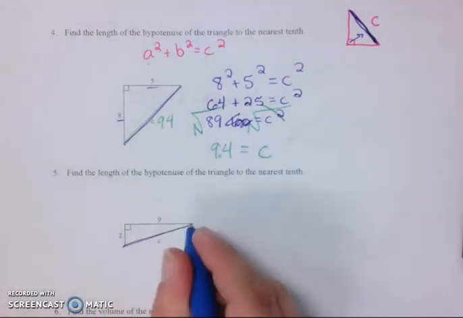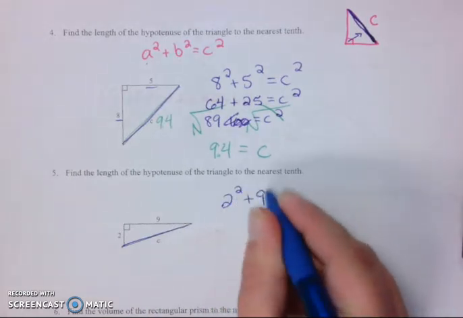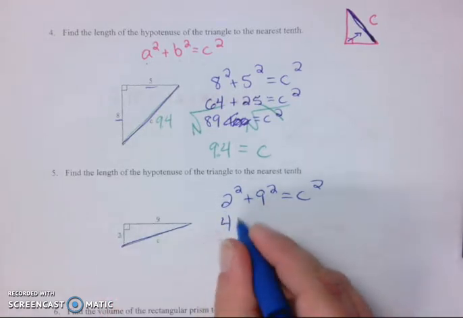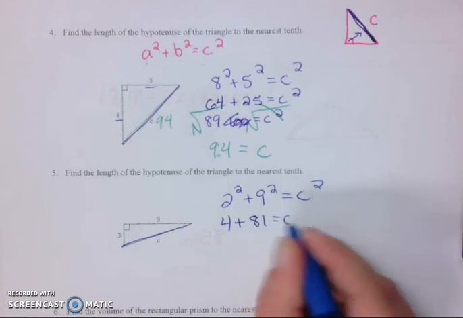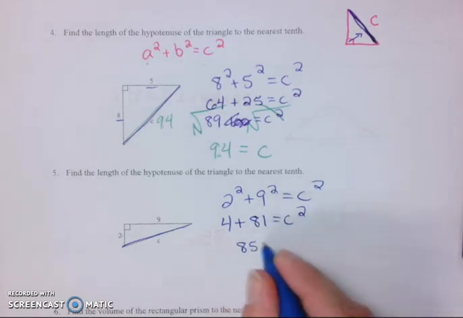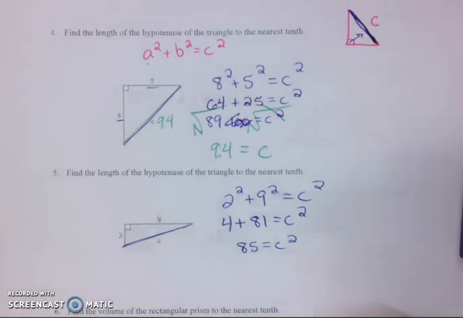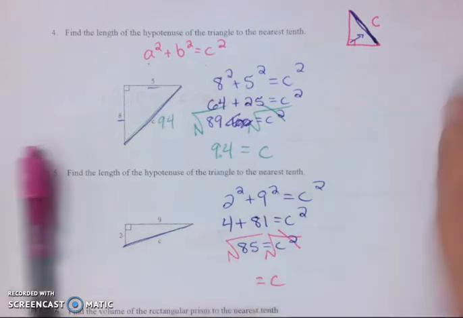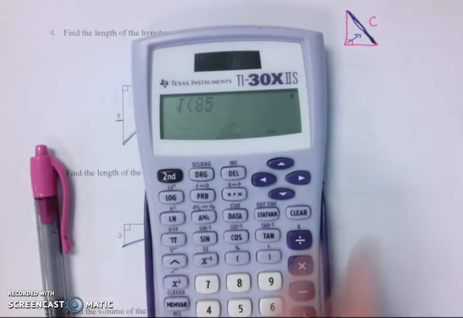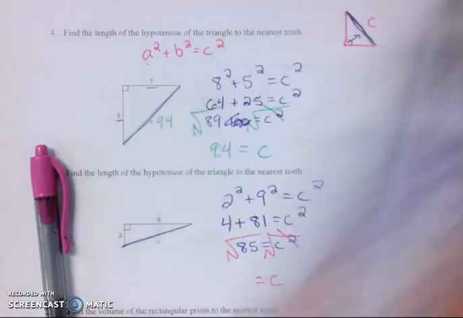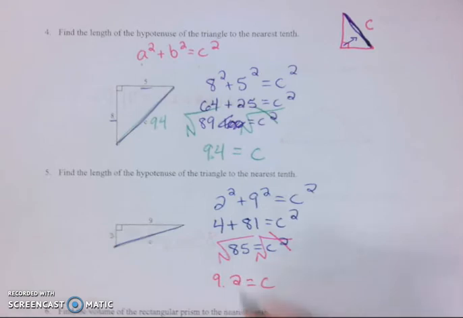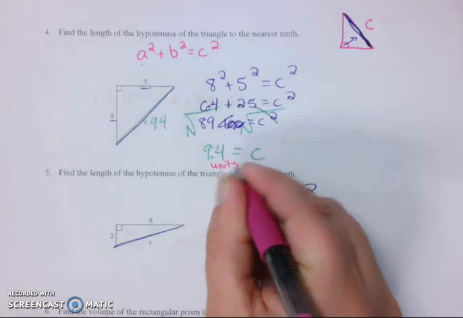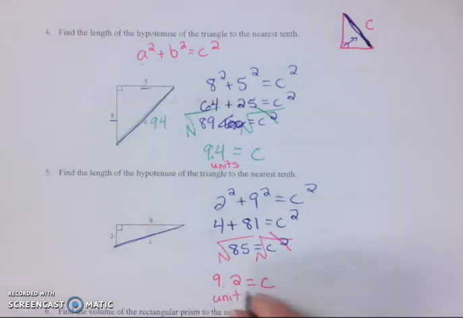So here we're trying to find c again. So 2 squared plus 9 squared equals c squared. Okay, make those both squared. So 2 times 2 is 4. 9 times 9 is 81. Add those together. That's what c squared equals. So now you square root both sides. Cancel that out to get c. 9.2. And these are distances. It should say units, and this should say 9.2 units.